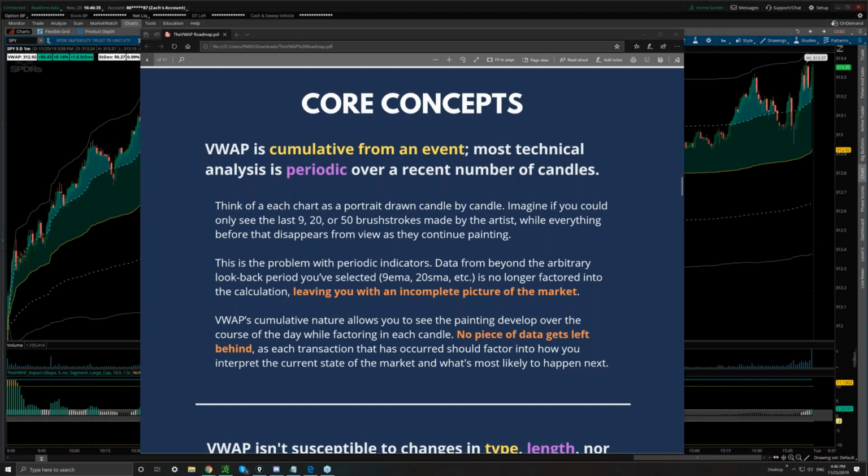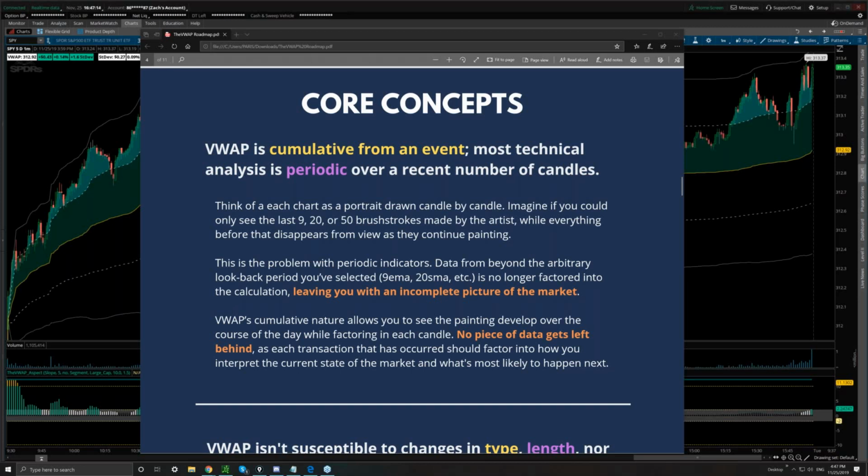The things that jump out to me that make VWAP unique are hidden under a very simplistic display, right? VWAP looks like a moving average, but it's not a moving average, and it doesn't behave necessarily like a moving average. So the most important point of separation is what I write here about cumulative versus periodic. I know these are dorky academic terms, but VWAP is cumulative from an event, where most other technical analysis is just periodic, looking back a certain number of candles.